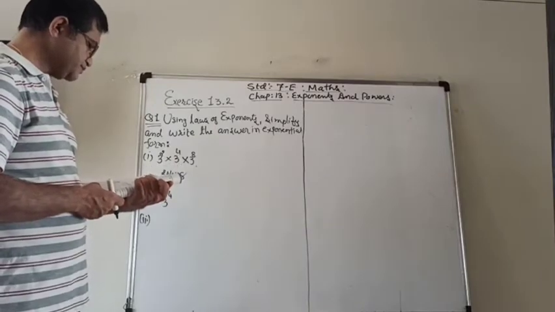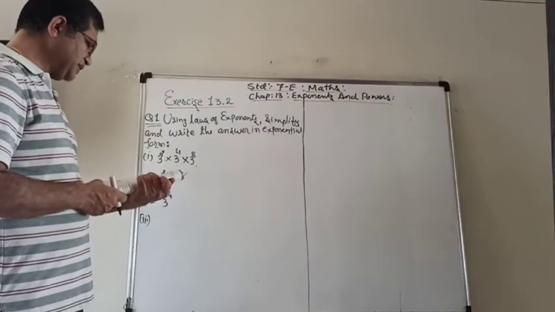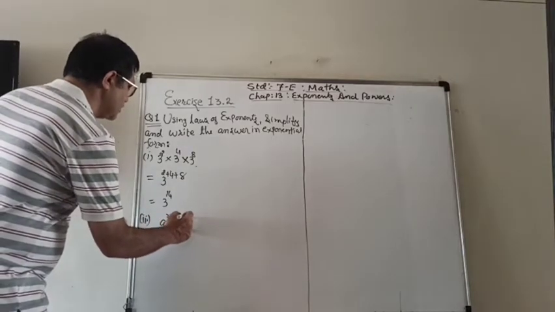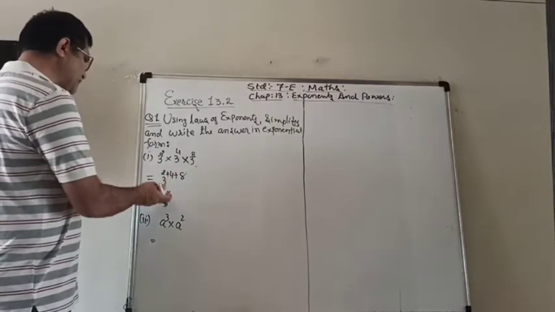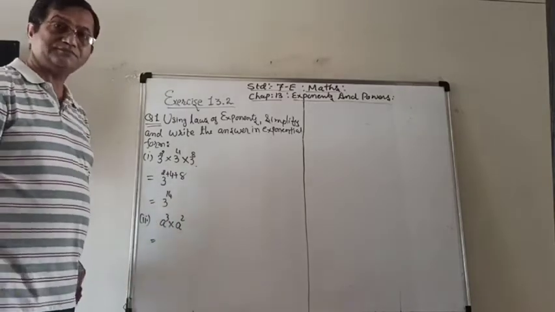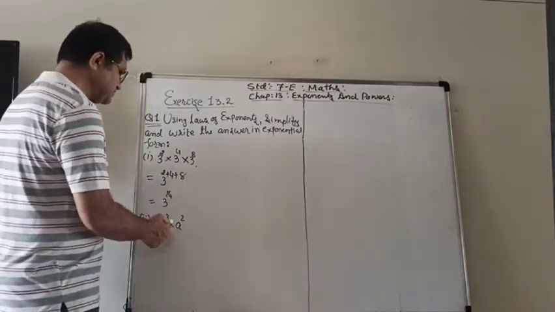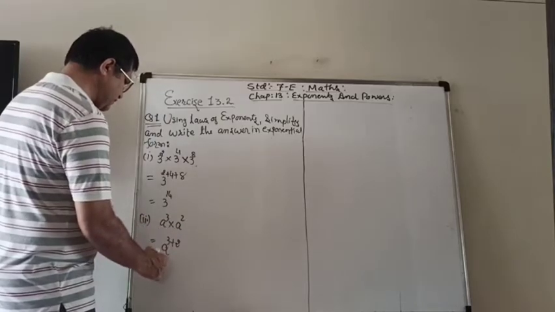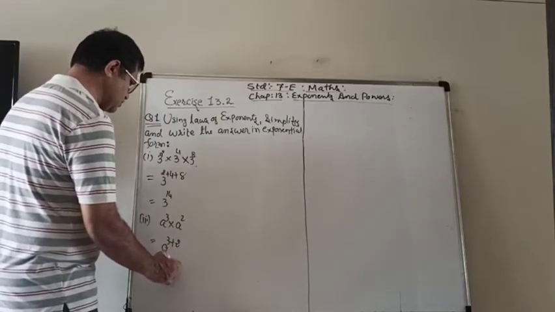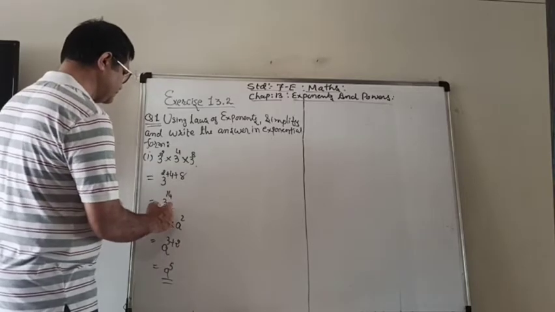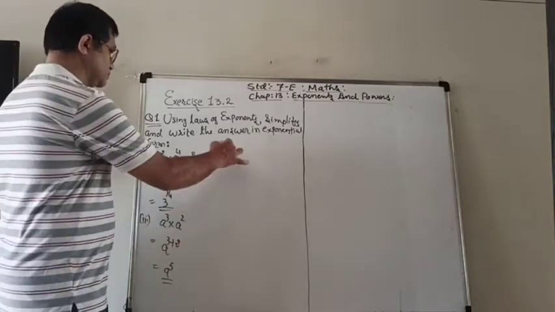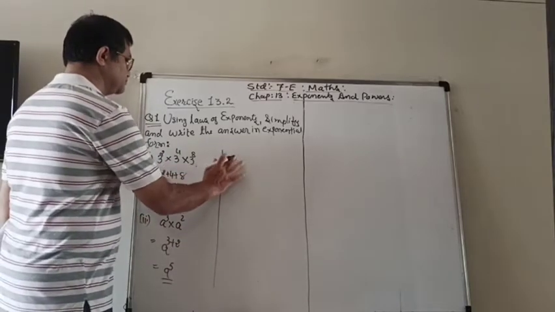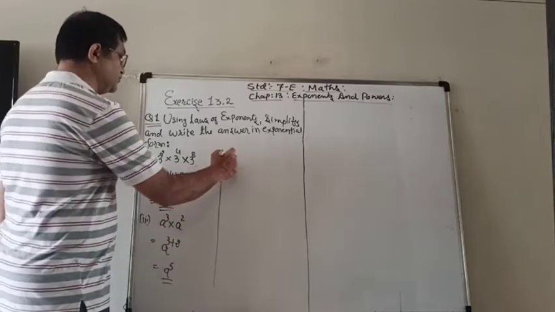Third one is a cubed multiplied by a square. So now here in place of number there is a variable. Same thing we have to apply. Bases are equal. So a raised to 3 plus 2 is equal to a raised to 5. Fifth one. First, third, now fifth one.